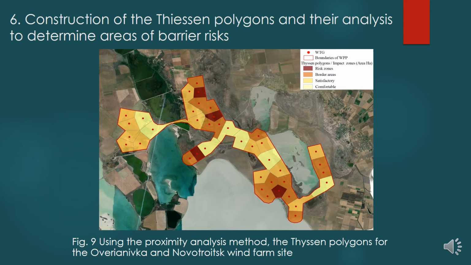And now, the construction of the Thiessen polygons and their analysis to determine areas of barrier risks. As a result of the performed analysis, we can see a site dividing into polygons. The color gradation of each corresponds to the volume of the area of the site. Risk zones are highlighted in dark brown colors are border areas.